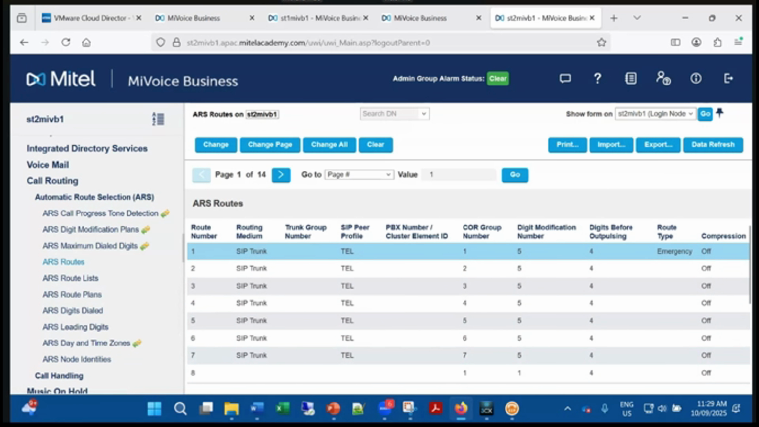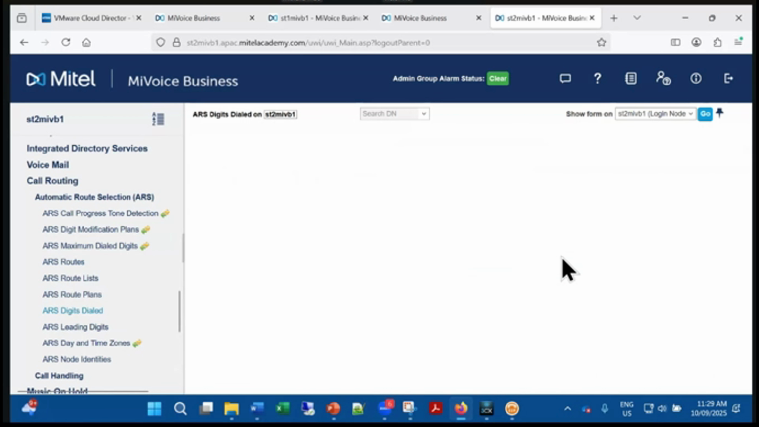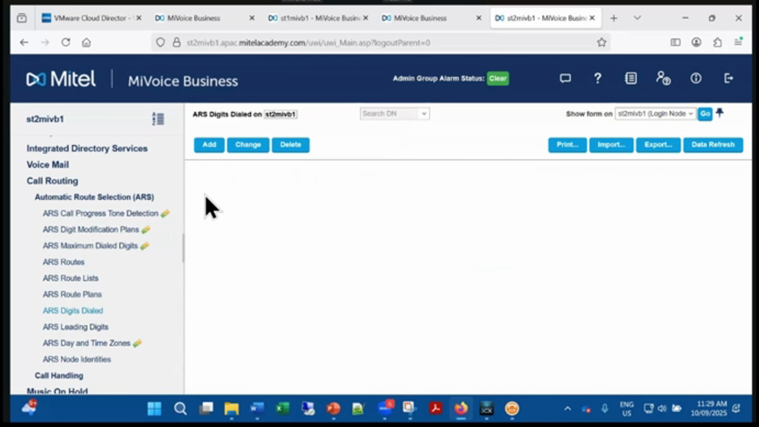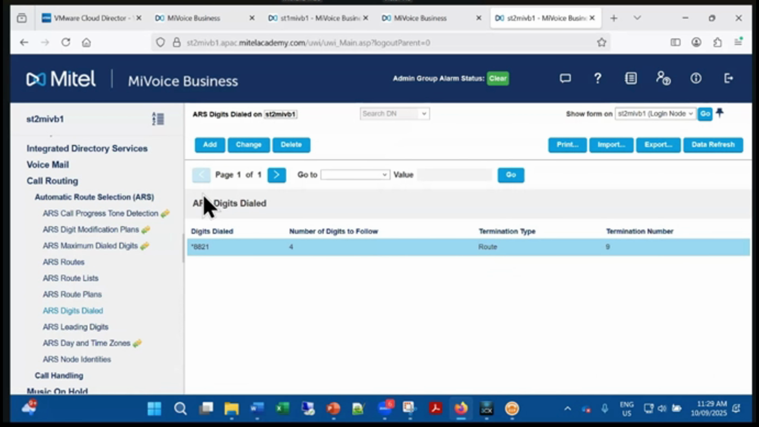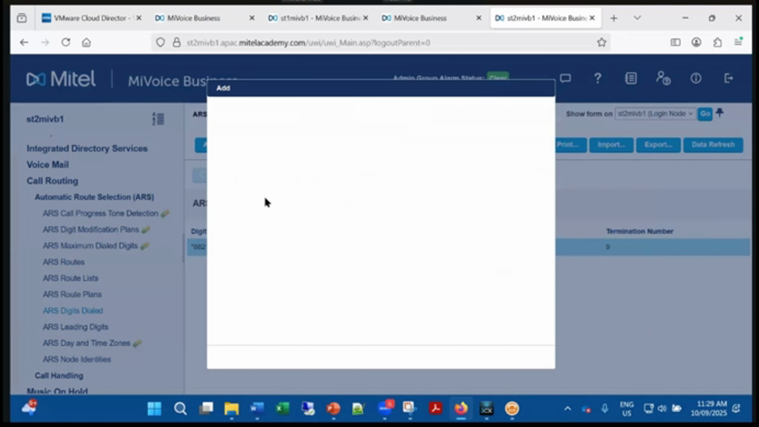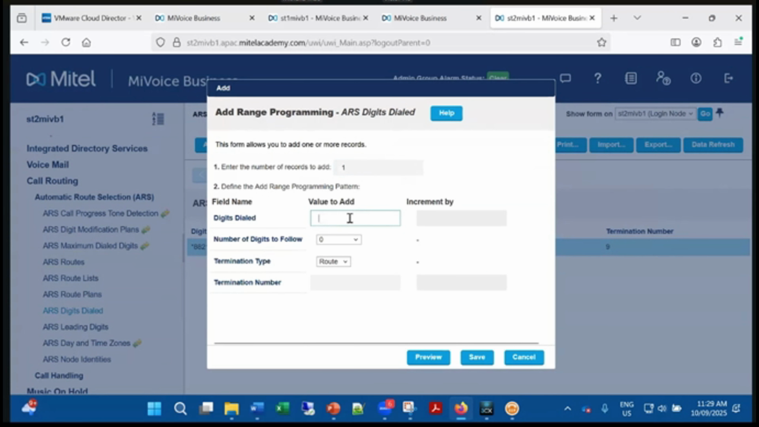Okay? Now I can program my digit style. Add 9 for a line, 119 for emergency, and that is the full emergency number, so there's no digits to follow. Goes out on route number 1.